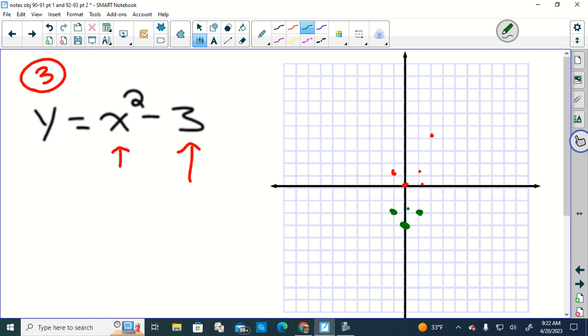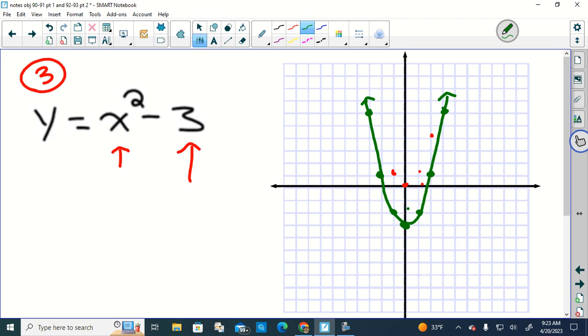Okay, over 2, up 4. So 1, 2, 3, 4. Okay, so over 2, up 4. Okay, and then over 3, up 9. So 1, 2, 3, up 1, 2, 3, 4, 5, 6, 7, 8, 9. So then that means that one's over here. Okay, so our parabola would look like this. Okay, so starting to memorize what those look like.